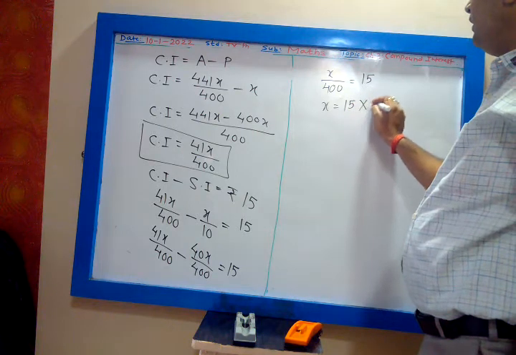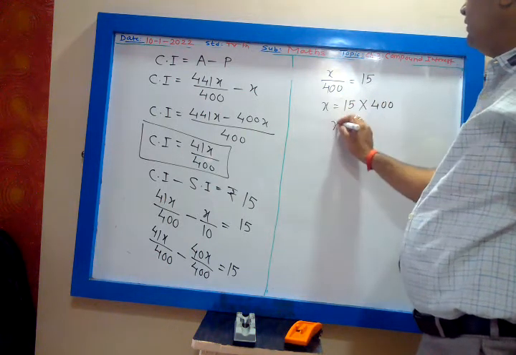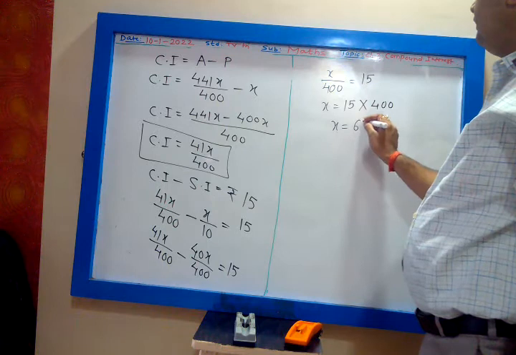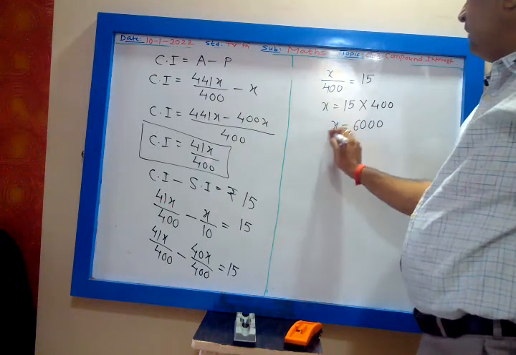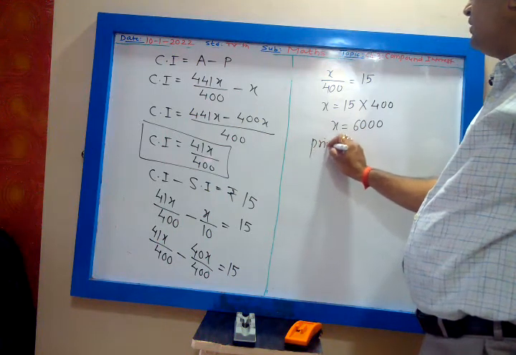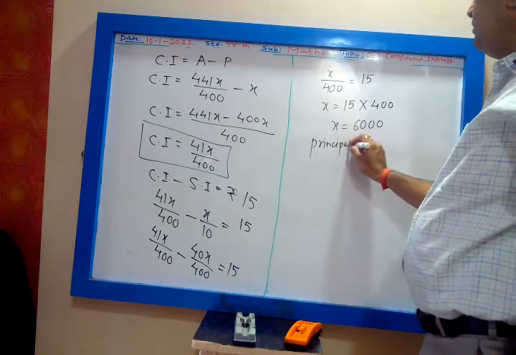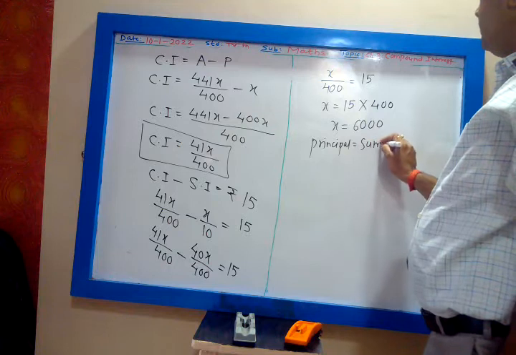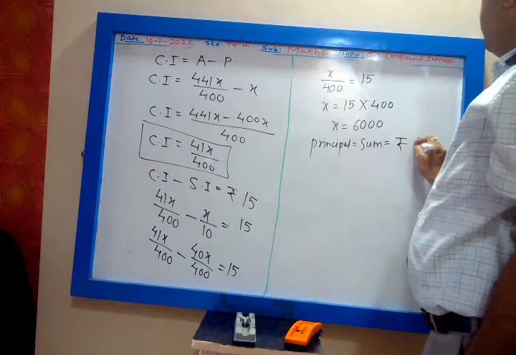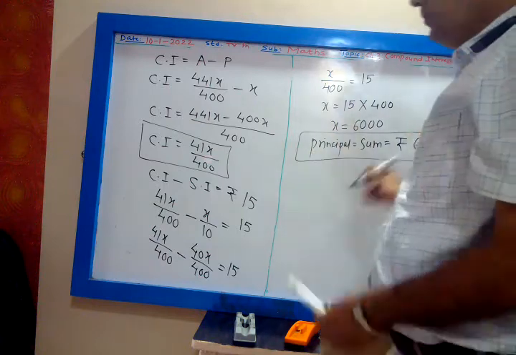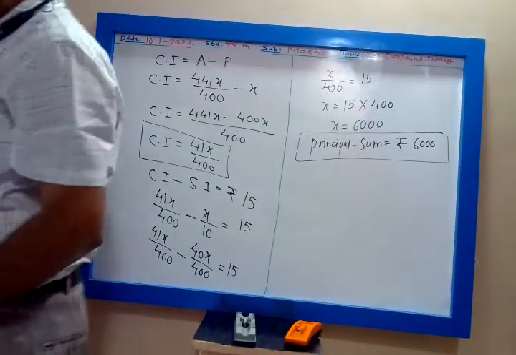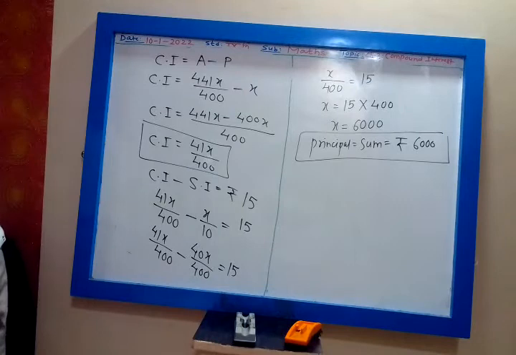X is 15 into 400, which is 6,000. So my X is my principal amount or sum. Sum means principal amount; amount means accumulated amount, that you remember. So the sum is 6,000 rupees.